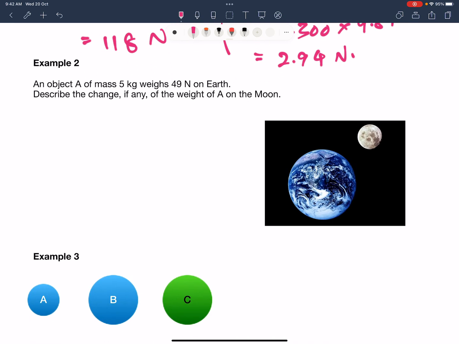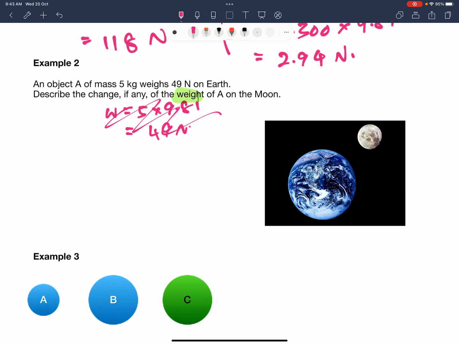Example number 2. An object A of mass 5 kg weighs 49 Newton on Earth. Well, you can calculate that yourself, just as a practice to verify that it's correct, 5 times 9.81. That's how you calculate. So if you press your calculator, you get 49 newtons, right? Well, that's beside the point, just some fun calculations. Describe the change, if any, of the weight of A on the moon. First important thing, the weight. Will it be different or the same?